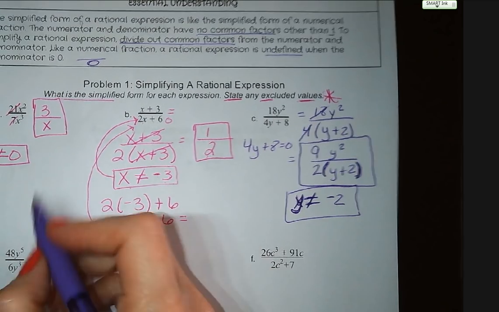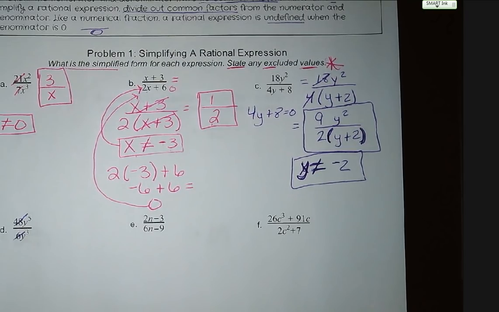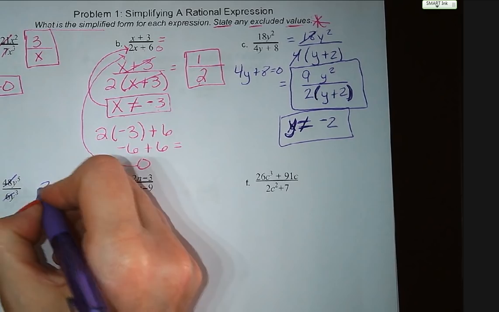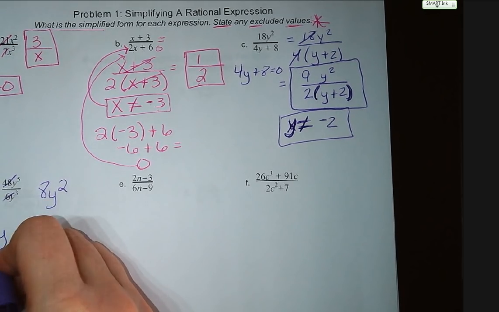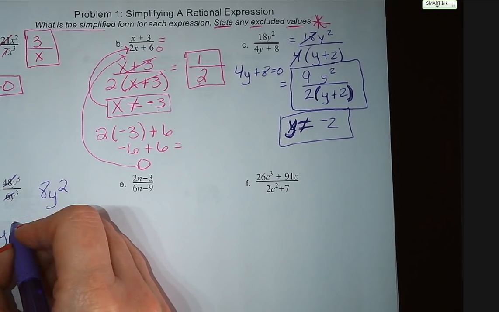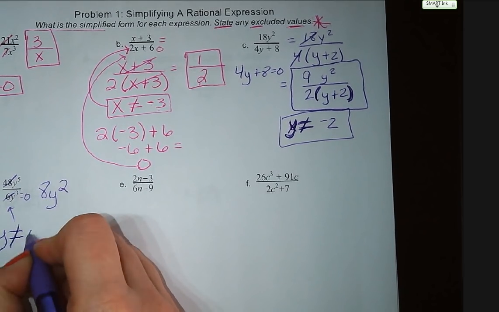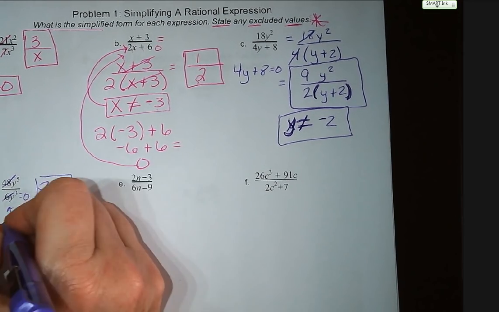This is so much fun. So I want you guys to try letters D, E, and F on your own, and then we will go over them. So 48y to the 5th over 6y to the 3rd. 48 divided by 6 is 8. Y to the 5th over y to the 3rd, 5 minus 3 is 2. 8y squared. Y cannot equal 0, because if it does, the denominator will be undefined.